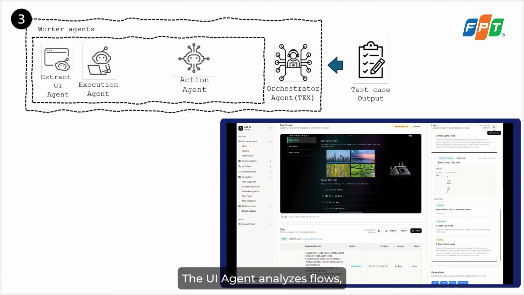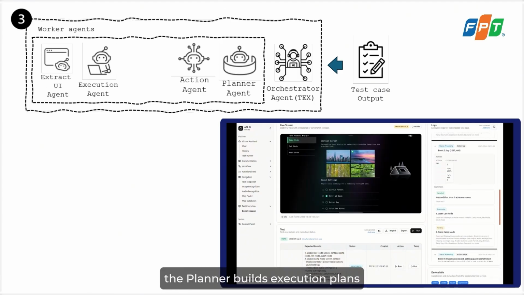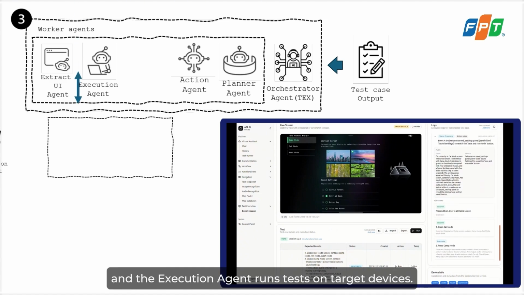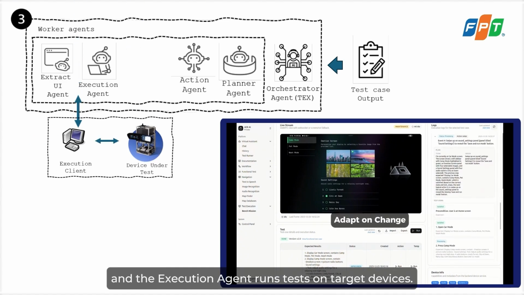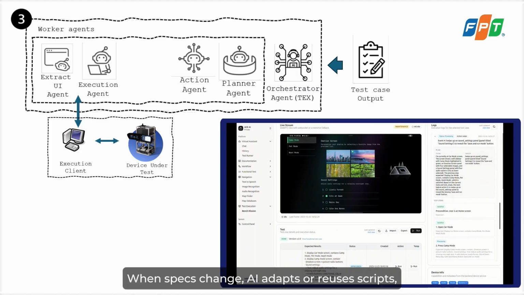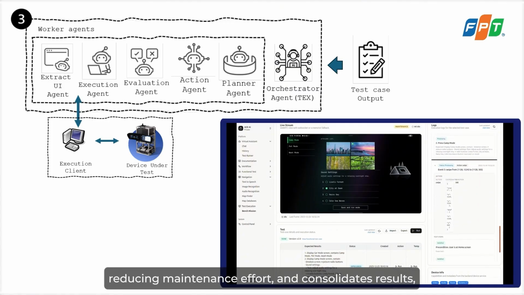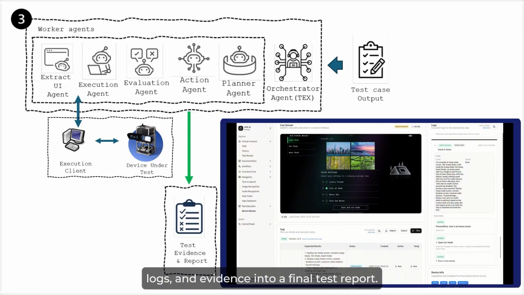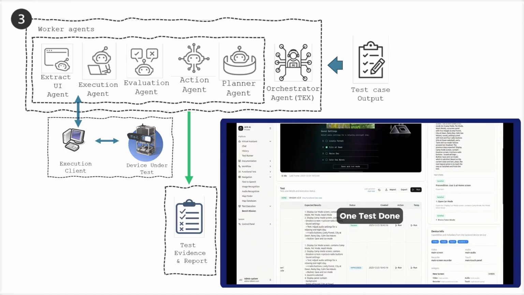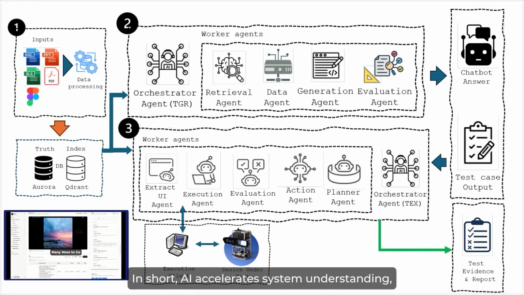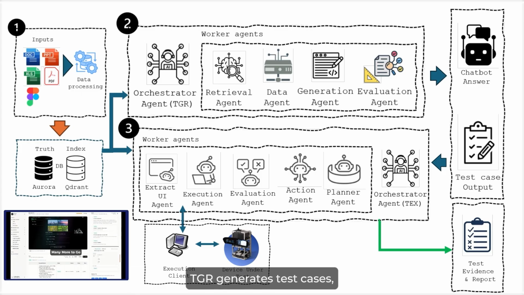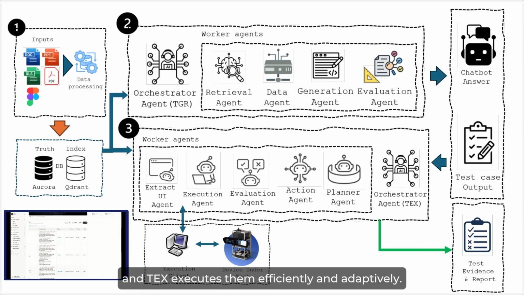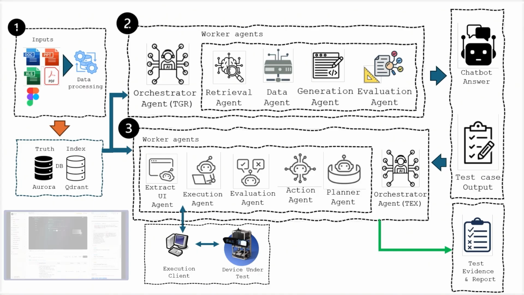The UI agent analyzes flows, the planner builds execution plans, and the execution agent runs tests on target devices. When specs change, AI adapts or reuses scripts, reducing maintenance effort, and consolidates results, logs, and evidence into a final test report. In short, AI accelerates system understanding, TGR generates test cases, and TEX executes them efficiently and adaptively.